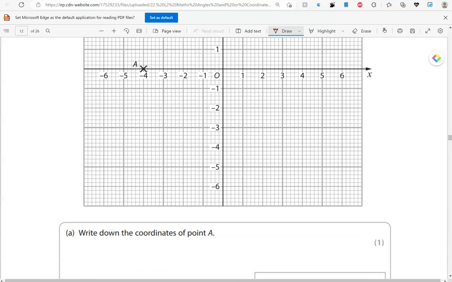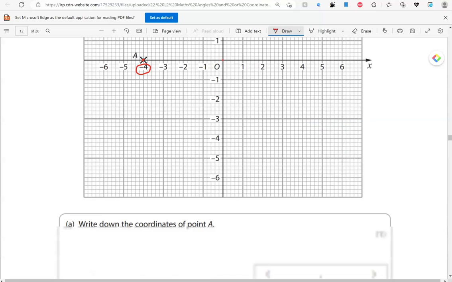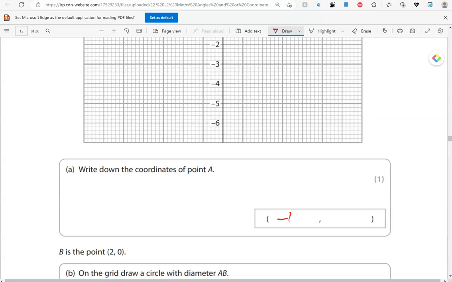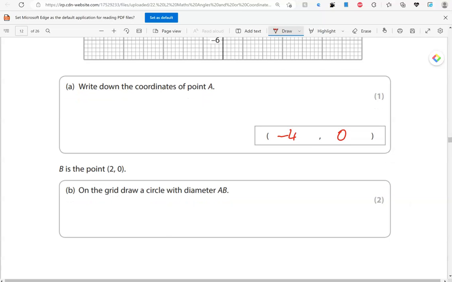Write down the coordinates of point A. So there is point A, which is -4, 0. B is the point 2, 0.